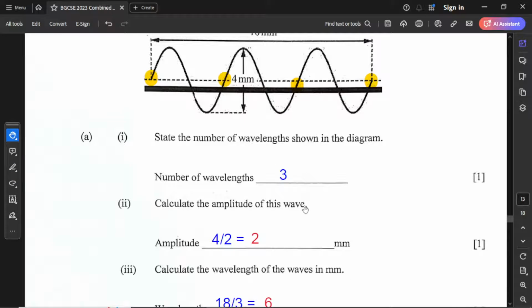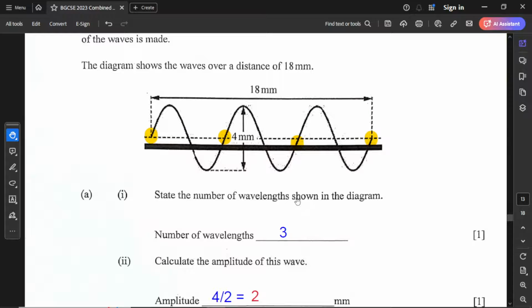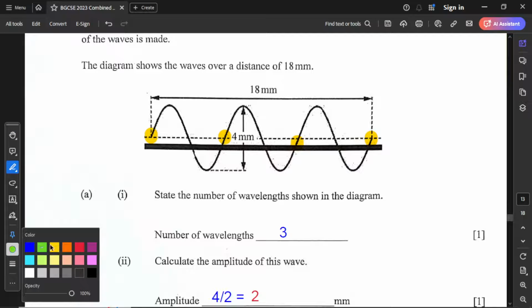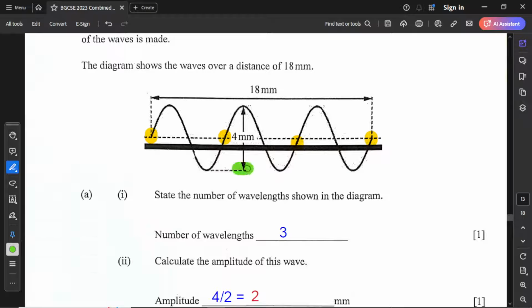Next is to calculate the amplitude of this wave. And so the amplitude, let me highlight this again, let me just put this in a different color. So the amplitude, notice the 4 millimeters starts from the bottom right here to the top, okay? So the entire height and depth together of the wave is 4 millimeters. But amplitude is from the broken line, which we call the undisturbed position, to the top of the crest or to the bottom of the trough.